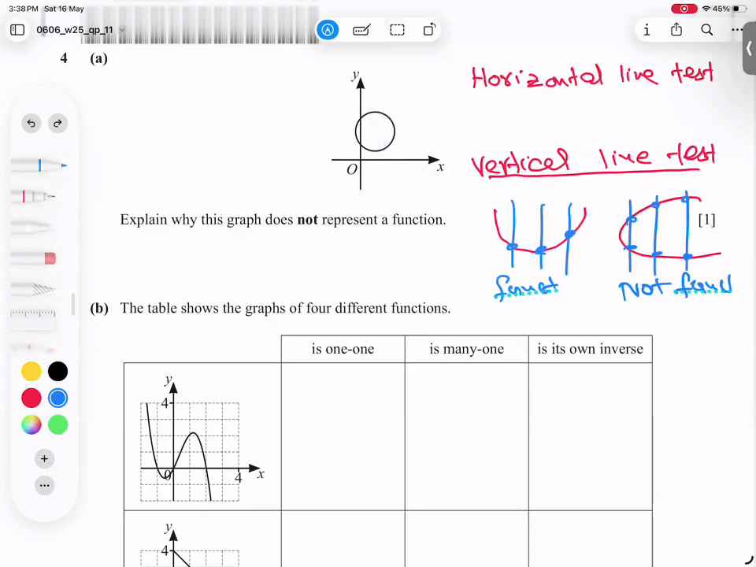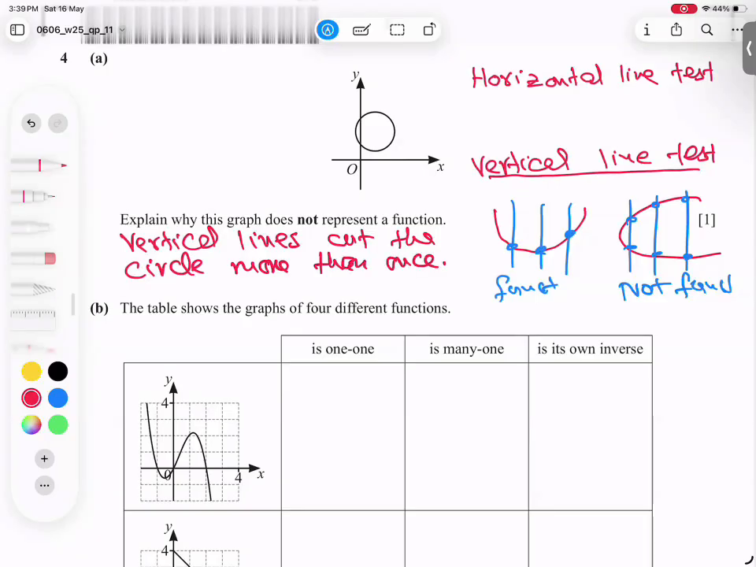You can say that it does not explain why this function does not have an inverse. So simply say vertical lines cut the circle more than once. This is the main reason. That is why it is not a function. I think the point is very clear.